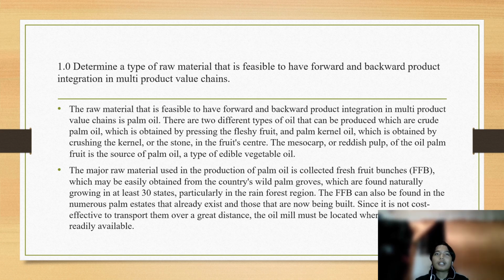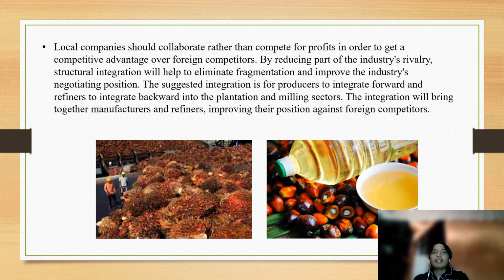The major raw material used in the production of palm oil is fresh fruit bunches, which is FFB. It can be easily obtained from the country's wild palm groves, and also FFB can be found in numerous palm estates that already exist and those that are now being built. The suggested integration is for producers to integrate forward and refiners to integrate backward into the plantation and milling sectors. The integration will bring together manufacturers and refiners, improving their position against foreign competitors.